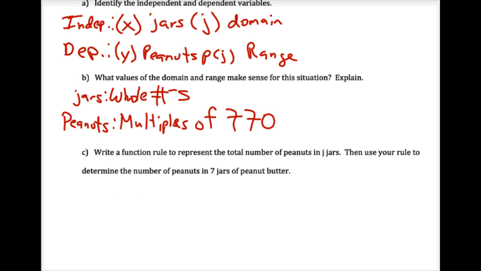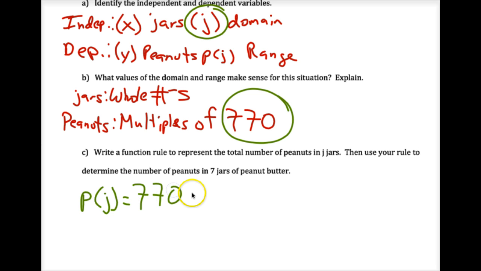All right, let's write the function rule now. Remember how to start. We're going to write it in function notation. So I'm going to write P of J, the total peanuts, equals. Somebody use the 770 and the J and write the function rule to find out the total number of peanuts. Harrison, what do you think? P of J equals 770J. Perfect.